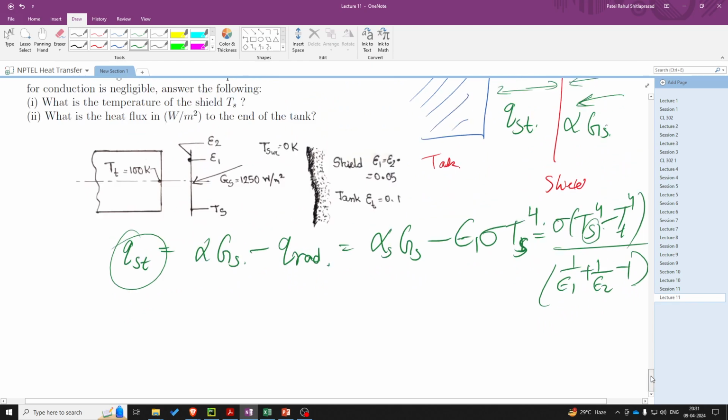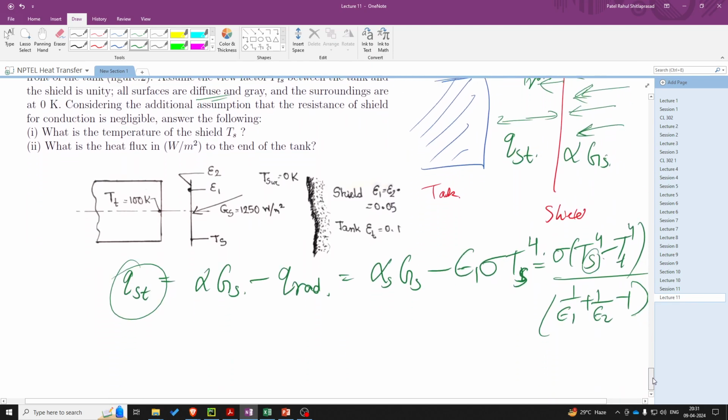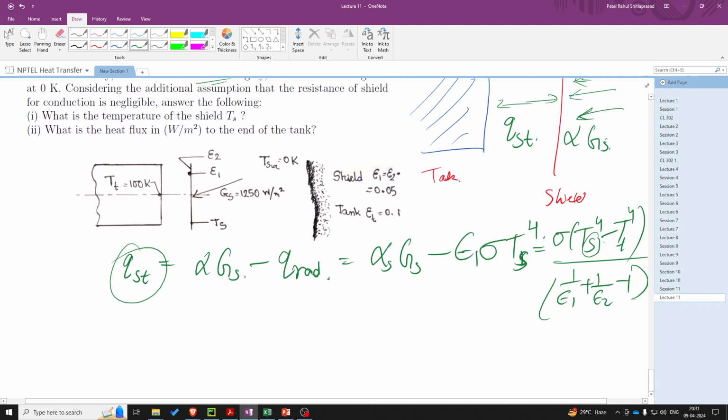So have we been given the value of emissivities? In the figure, we have been given that the emissivity of the tank is 0.1 and the emissivity of the shield is 0.05. Now, since this is a diffuse gray object, for this gray object we can say that the absorptivity will be equal to the emissivity, that is, this alpha S will be nothing but epsilon 1, that is equal to 0.5.